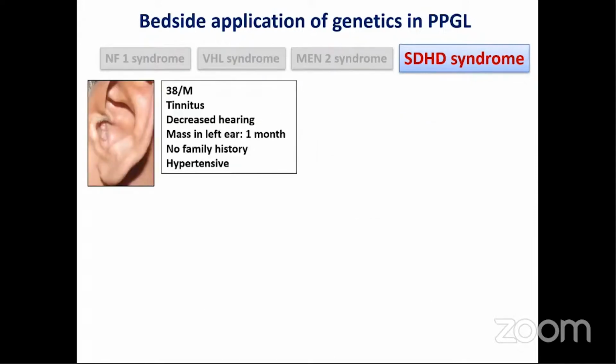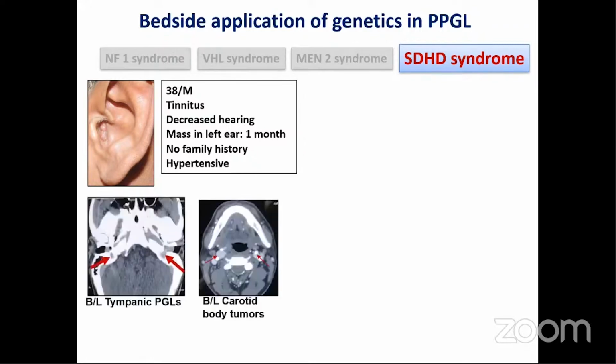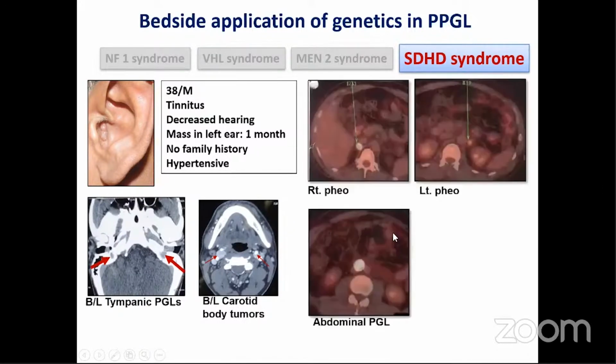Moving on to the SDHD syndromes, again, this patient was a 38-year-old who presented with tinnitus, decreased hearing, and a visible mass in the left ear. There was no family history, but he was hypertensive. He had bilateral tympanic paragangliomas and also bilateral carotid body tumors. This is something which is very typical for SDHD, that is, multiple paragangliomas. In fact, this patient also had bilateral adrenal pheochromocytomas as well as another abdominal sympathetic paraganglioma. You can see this patient, wherever it is possible, he has tumors.